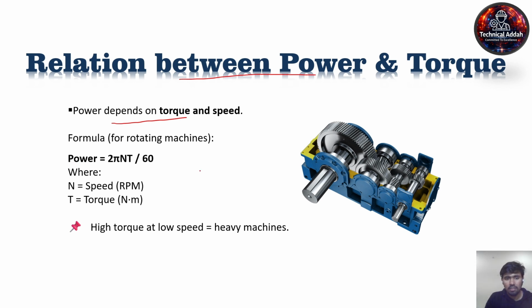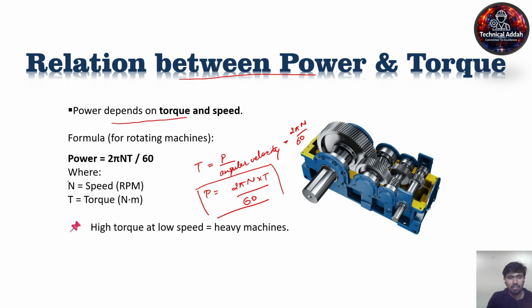We know that torque is equal to power upon angular velocity. Also, angular velocity is 2 pi n upon 60. So what comes? P is equal to 2 pi n into torque upon 60. So this is written here. So power is equal to 2 pi n into T upon 60, where n is the speed or the RPM and T is the torque. Unit is Newton meter. So higher torque at low speed needs heavy machinery.